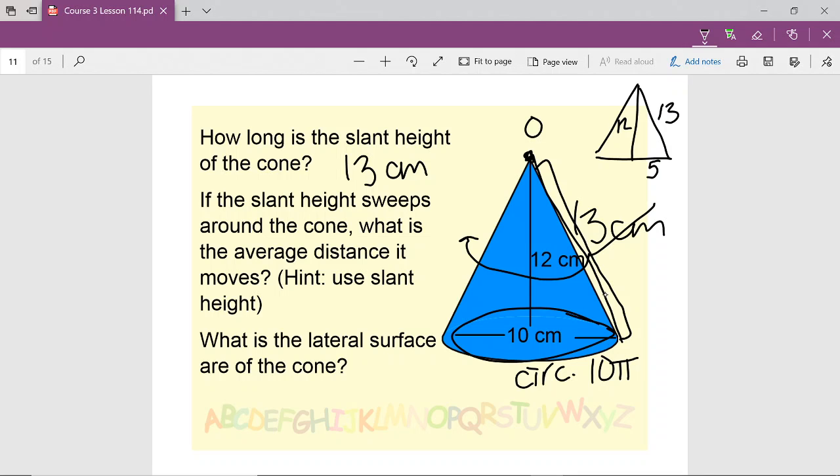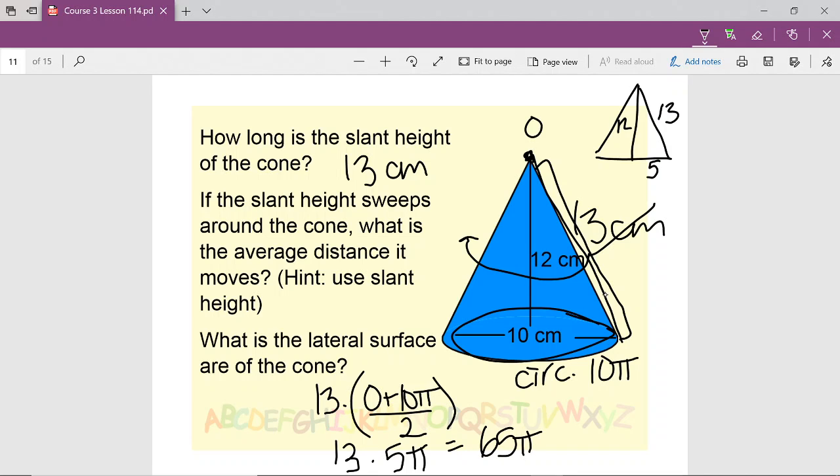So what's the lateral surface area of the cone? Well, we need to do that average distance, so in this case, 0 plus 10 pi divided by 2 times the slant height, or the width of the broom, which is 13. Ends up that we do 13 times 5 pi, which gives me, I believe, 65 pi. And you can plug in 3.14 in order to get the decimal answer here. But we have 65 pi centimeters squared.